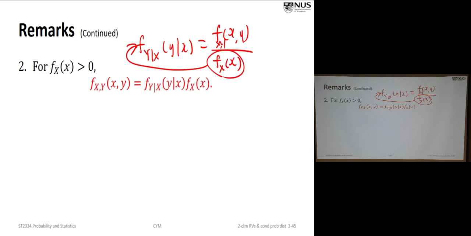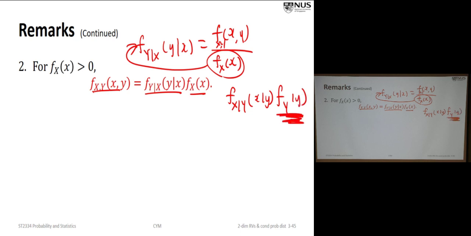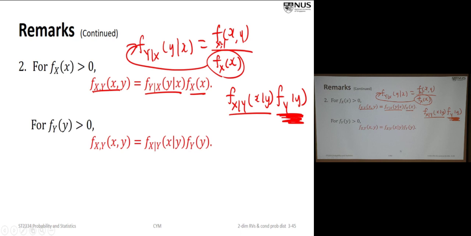So f of xy is equal to this times this, or equal to f of x given y times f of y. That means first get the y, and then find out x conditional on y. Of course, all this is valid only when this quantity is bigger than 0.